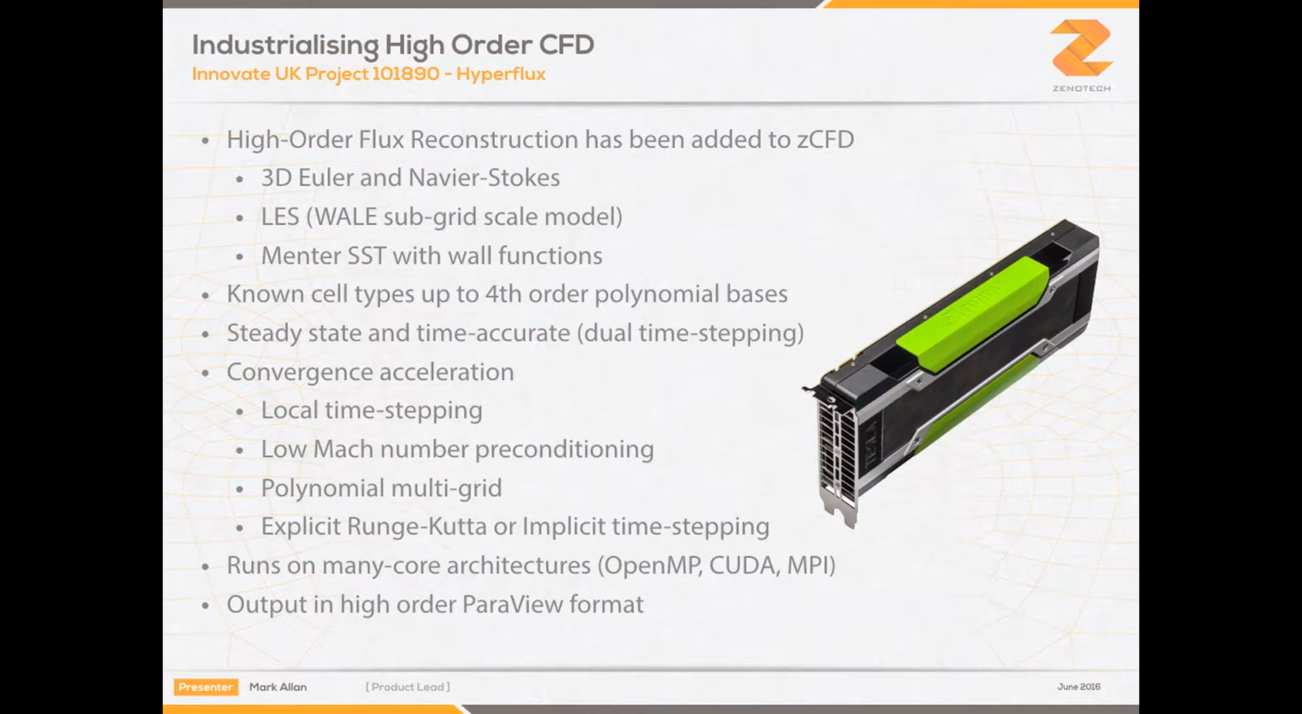So the convergence acceleration techniques which we've implemented within ZCFD are local time stepping, low Mach number preconditioning for when we're dealing with low speed flows, a technique called polynomial multigrid, and we're able to use explicit or implicit time stepping. The solver will run on many core architectures such as GPUs, and we're able to run across multiple GPUs or multiple CPUs using MPI. The output is in a high order ParaView format.